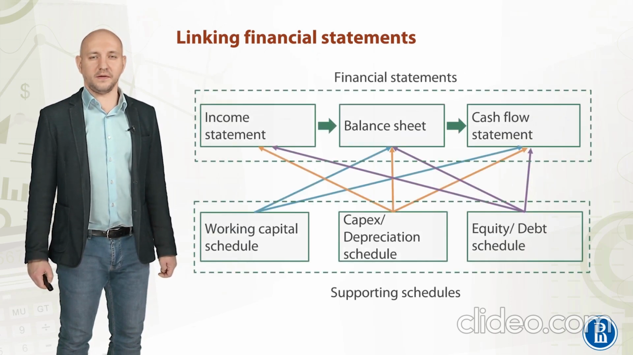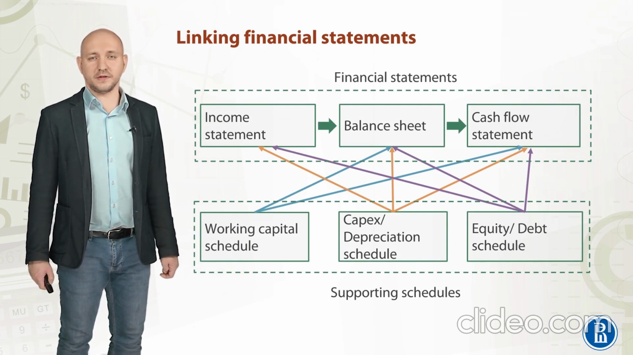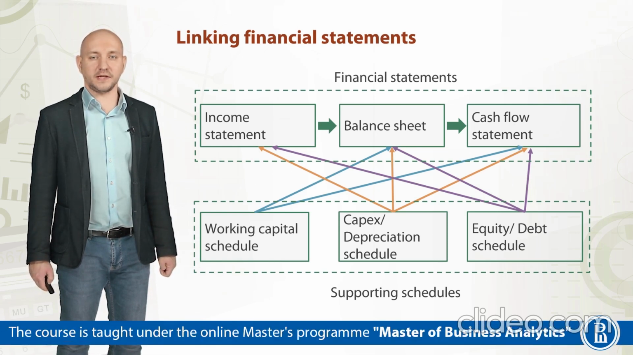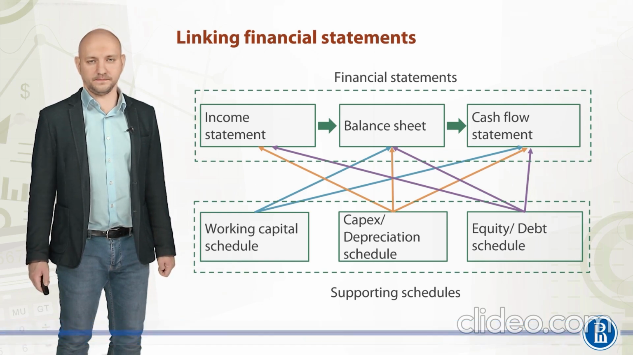And here, in this picture, we see the whole structure of how financial statement forecasting works properly. We have three financial statements: income statement, balance sheet, and cash flow statement. And we have three main supporting schedules for them: working capital schedule, capex depreciation schedule, and equity debt schedule. Putting everything together, we can get clear results and clear forecasts for the model.